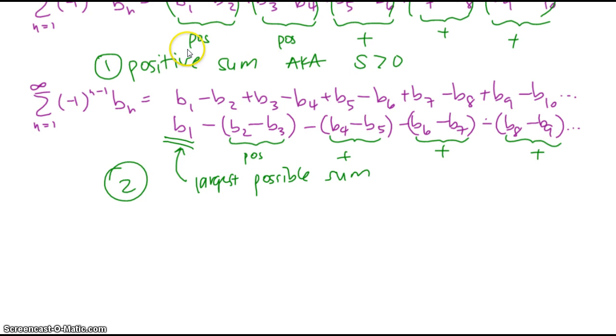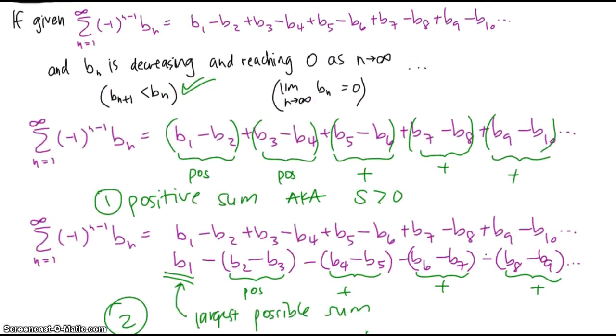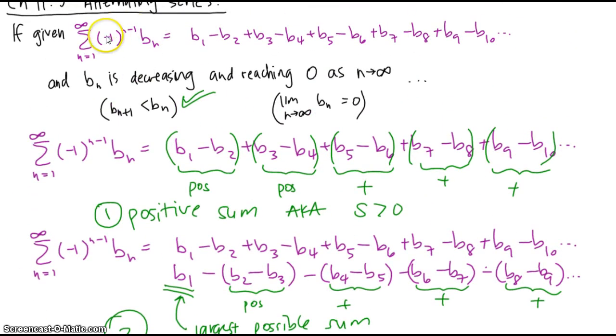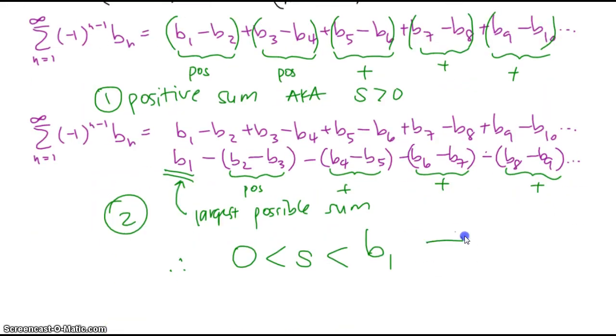Now, combining these, take a look at what that means. That means my sum, S, is going to be greater than 0, but less than b sub 1. Right? So my ultimate conclusion is that my sum is positive, it's greater than 0, but also less than b sub 1, which means no matter what kind of alternating series we have, as long as it's decreasing and the limit is reaching 0, we have a convergent series.